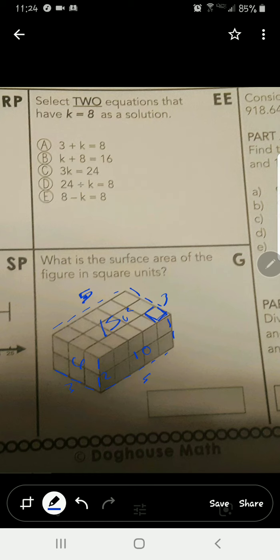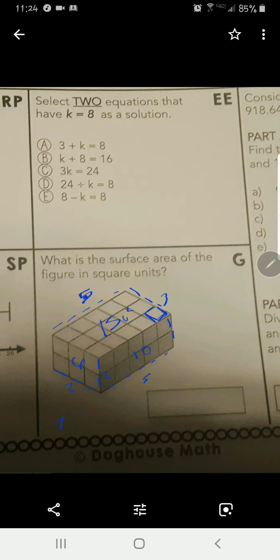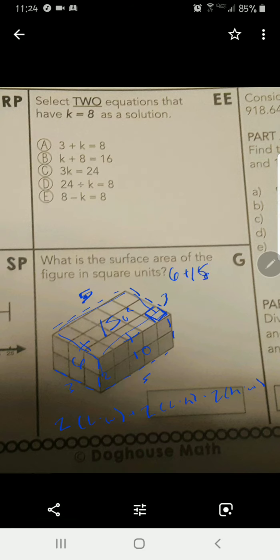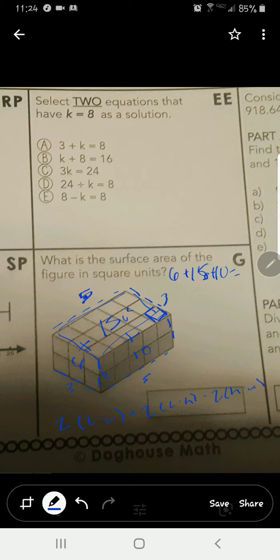Now to get the surface area of a rectangular prism, it's going to be 2 times length times width plus 2 times length times height plus 2 times height times width, which is a fancy way of saying add all of these up and multiply it by 2, because you're just adding all of the sides, the area of all the sides together. So what's 6 plus 15 plus 10? I'll wait.